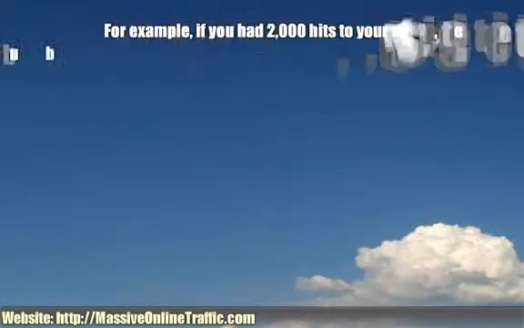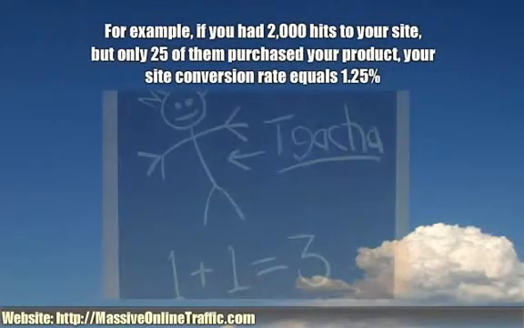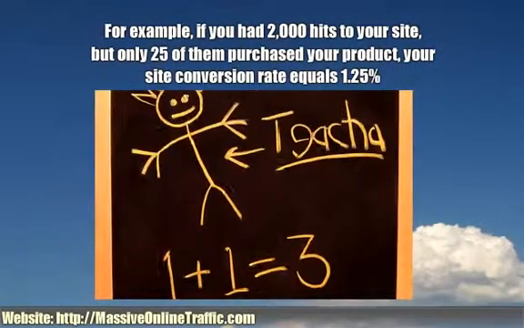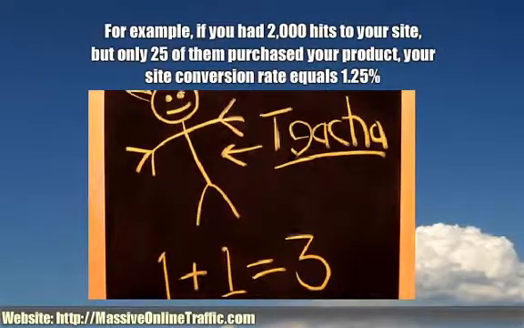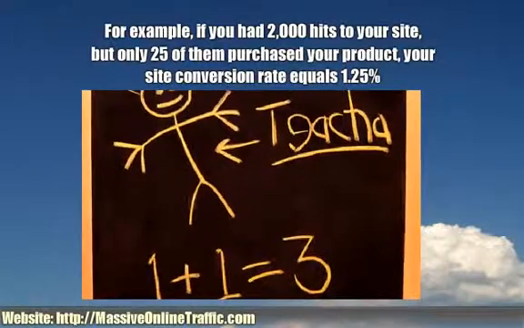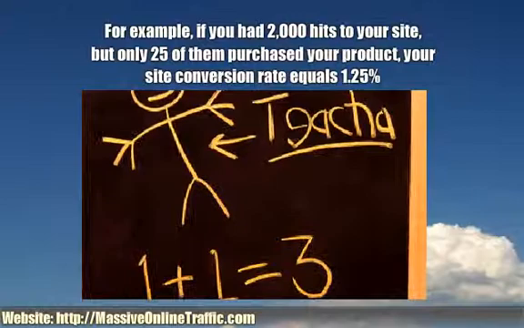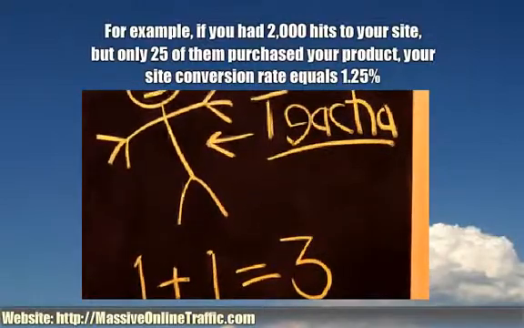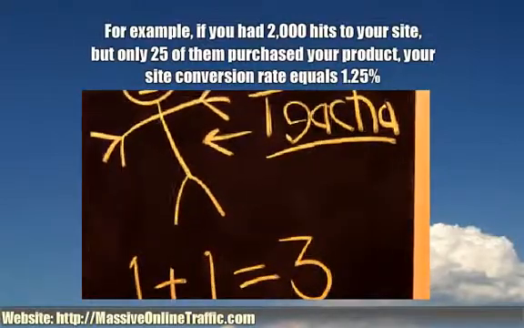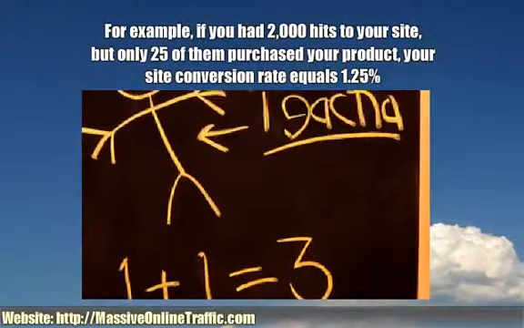To find the site conversion rate, take the number of visitors per month and figure out the percentage of them that actually perform the action your site is set up for. For example, if you had 2,000 hits to your site, but only 25 of them purchased your product, your site conversion rate equals 1.25%. To get this figure, take your number of visitors and divide that figure by the number of visitors who made a purchase. Then divide that result by 100.